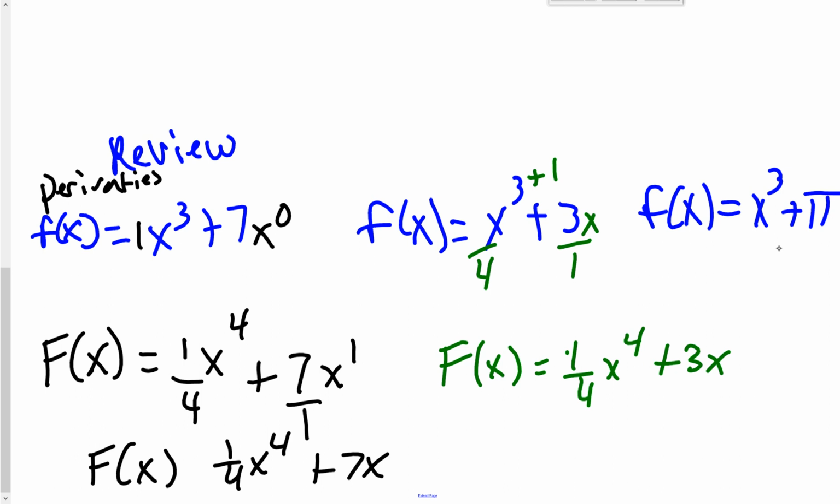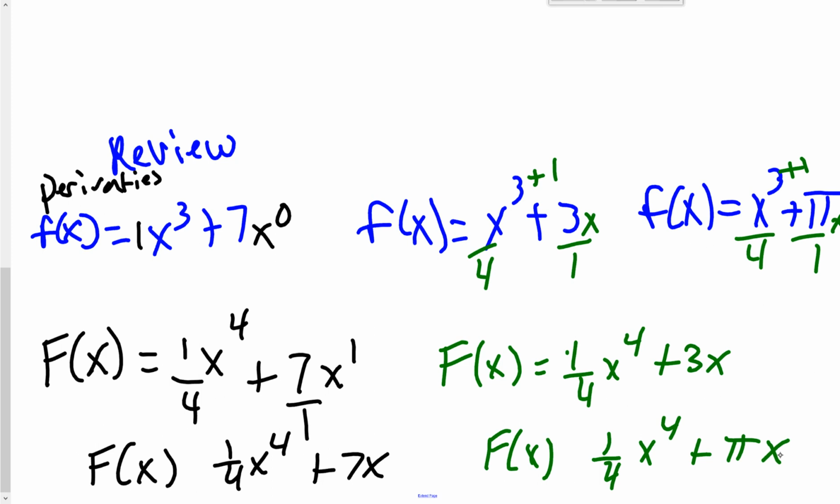And then this one we add 1, and then divide by that. So we divide by 4. So we can see that one is 1/4 again, x to the 4th plus pi x, right, because pi is just really a constant. It's just a number as well. So there's some examples for you.